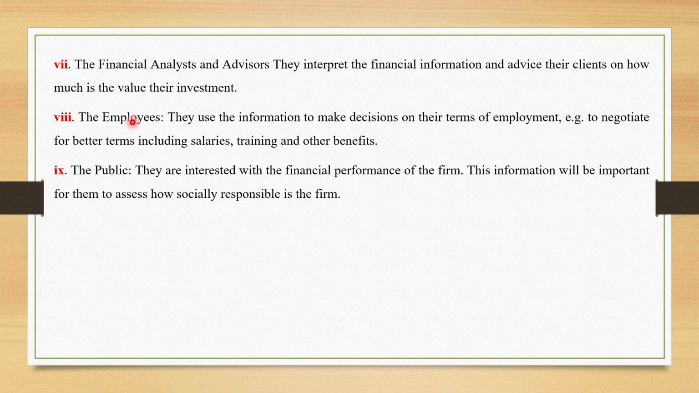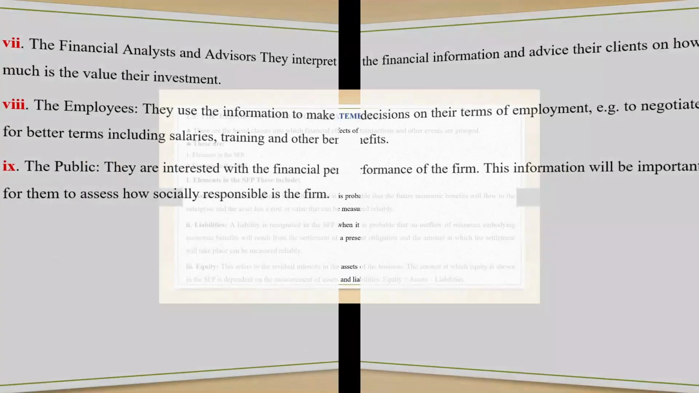We have the employees. They use information to make decisions on their terms of employment, for example, to negotiate for better terms, including salaries, training, and other benefits. We have also the public. The public are interested in the financial performance of the firm. This information is important for them to assess how socially responsible the firm is.